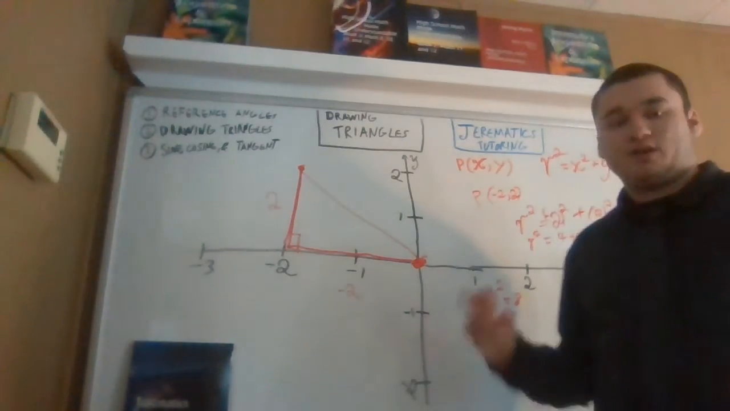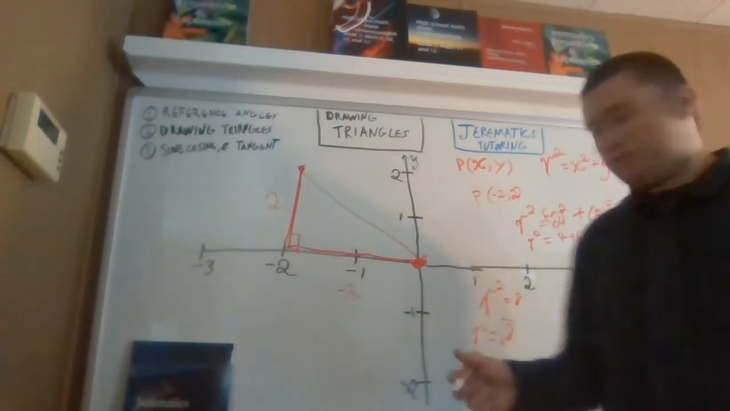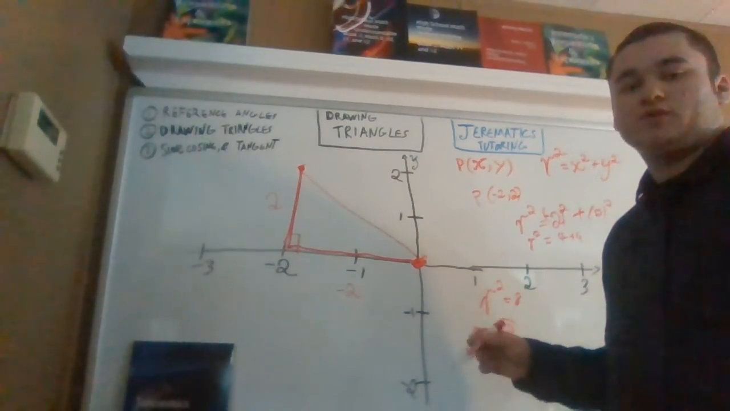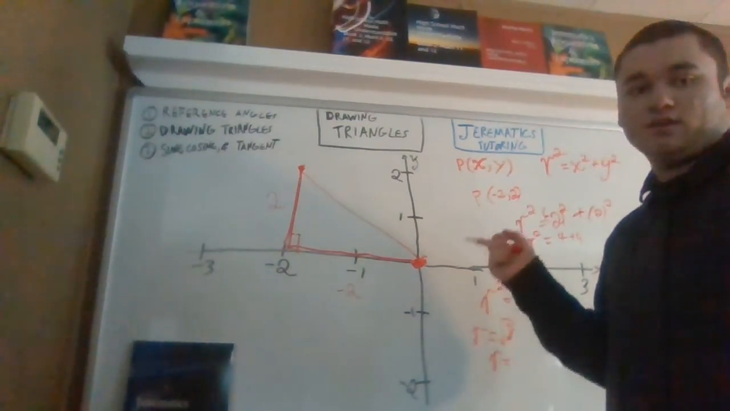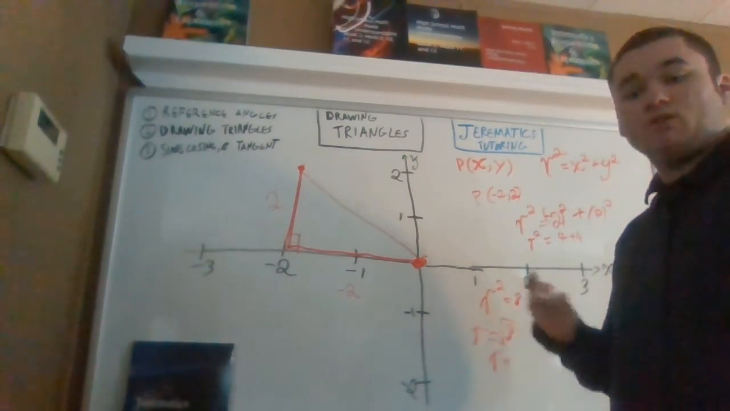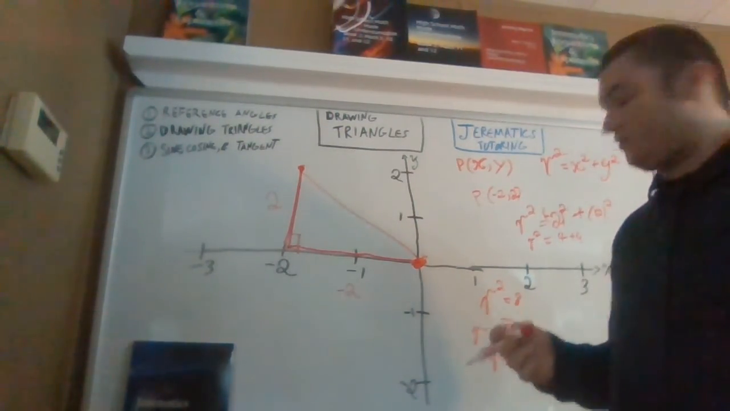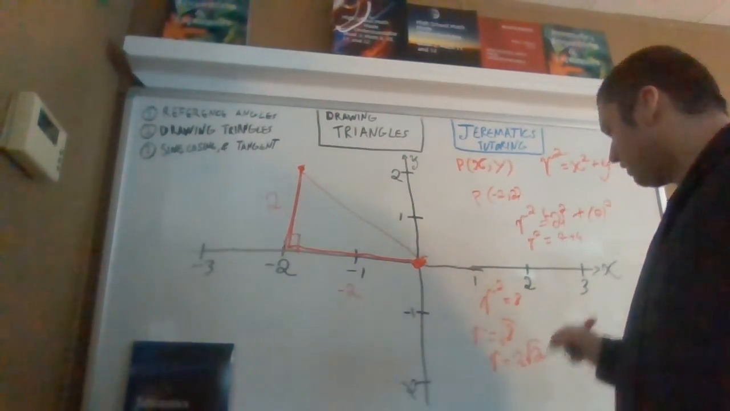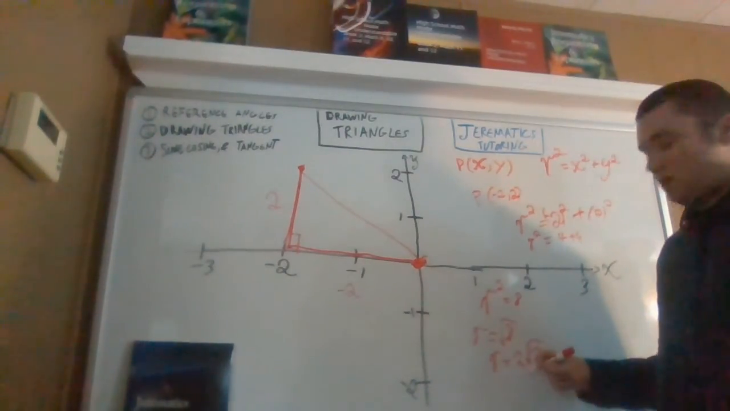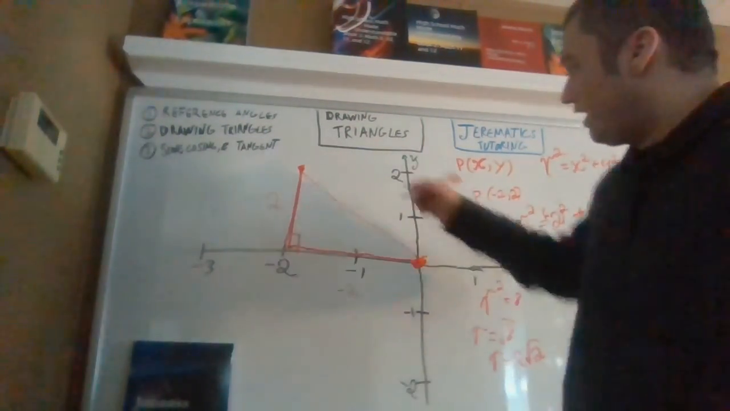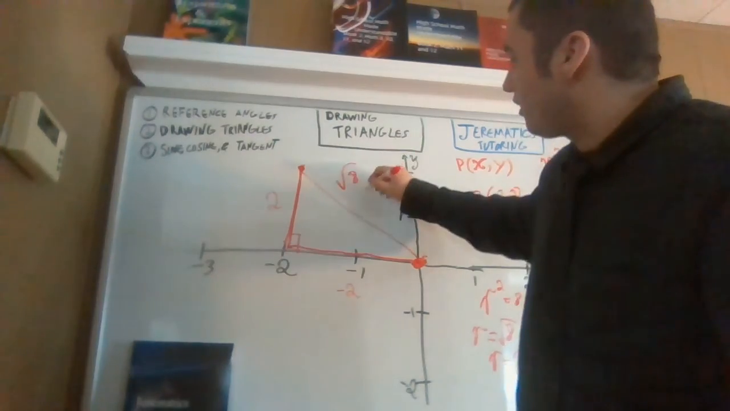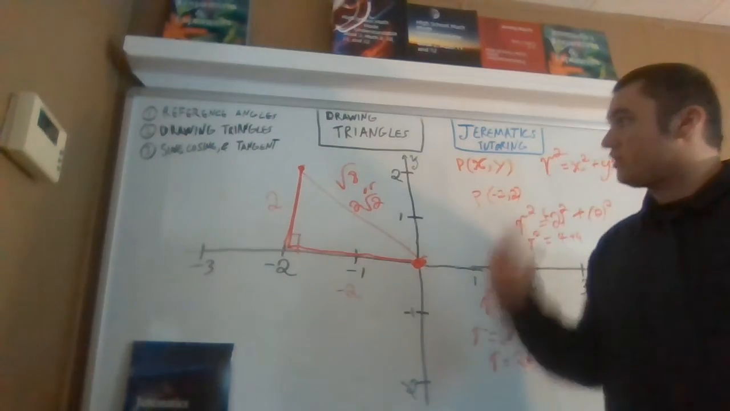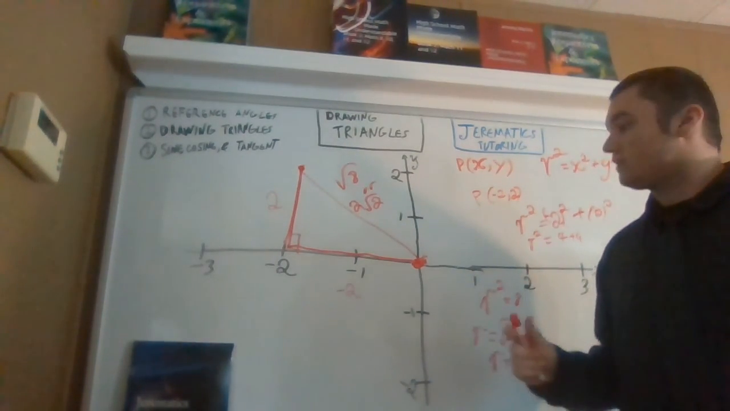And of course we can break this down further into 2 square root 2. If you would like more information on how to convert a radical to a mixed radical, you can watch my video on simplifying radicals. So this gives you 2 square root 2. This means that our hypotenuse is 2 root 2, or root 8. And that's how you calculate the hypotenuse of a triangle on the Cartesian plane.